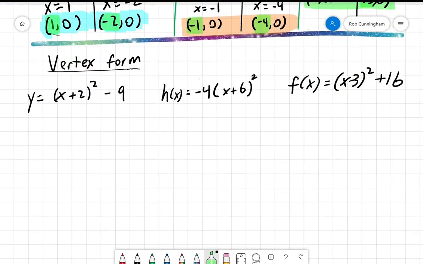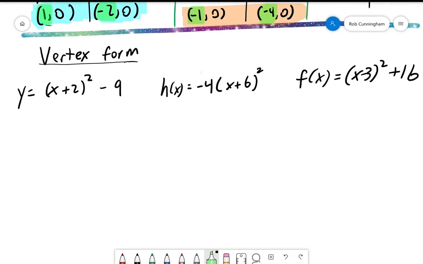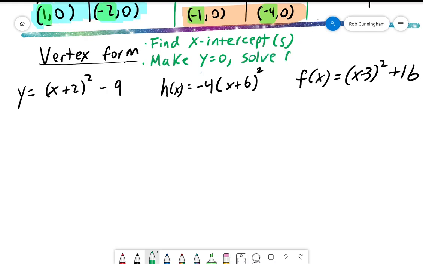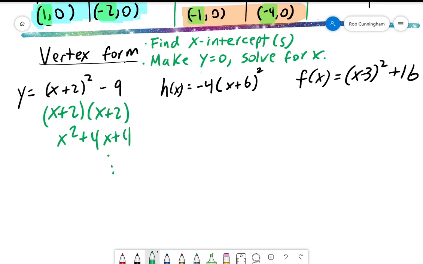Now in vertex form, the process is exactly the same. We are still finding the x-intercepts, and we are still making y equals 0 and solving for x. Now the first instinct that a lot of students have is to start expanding this out. x plus 2 times x plus 2, you get x squared plus 4x plus 4, dot, dot, dot. That's not really the way to go here.